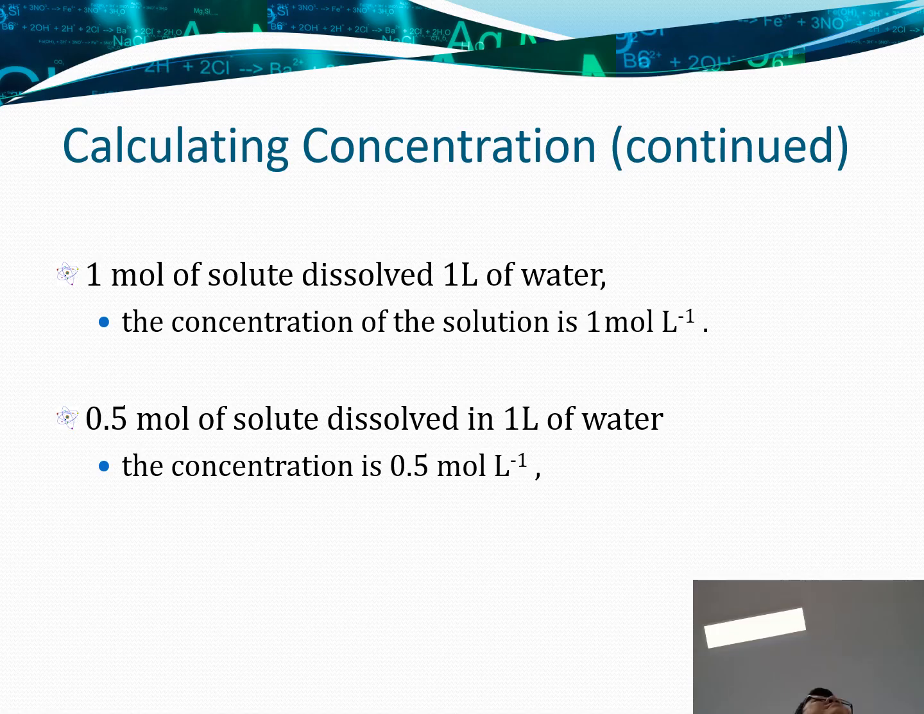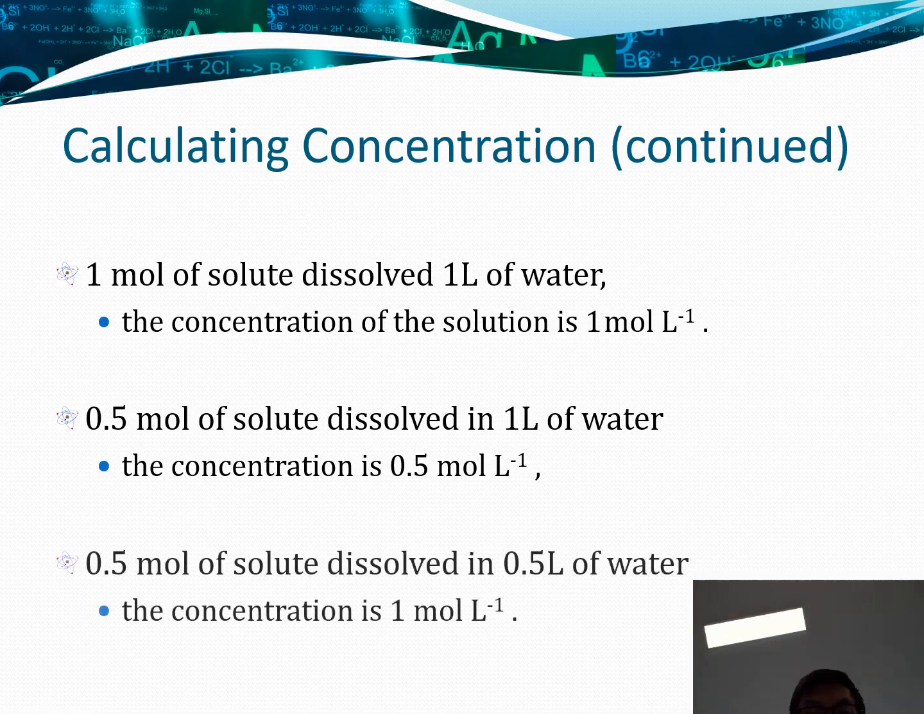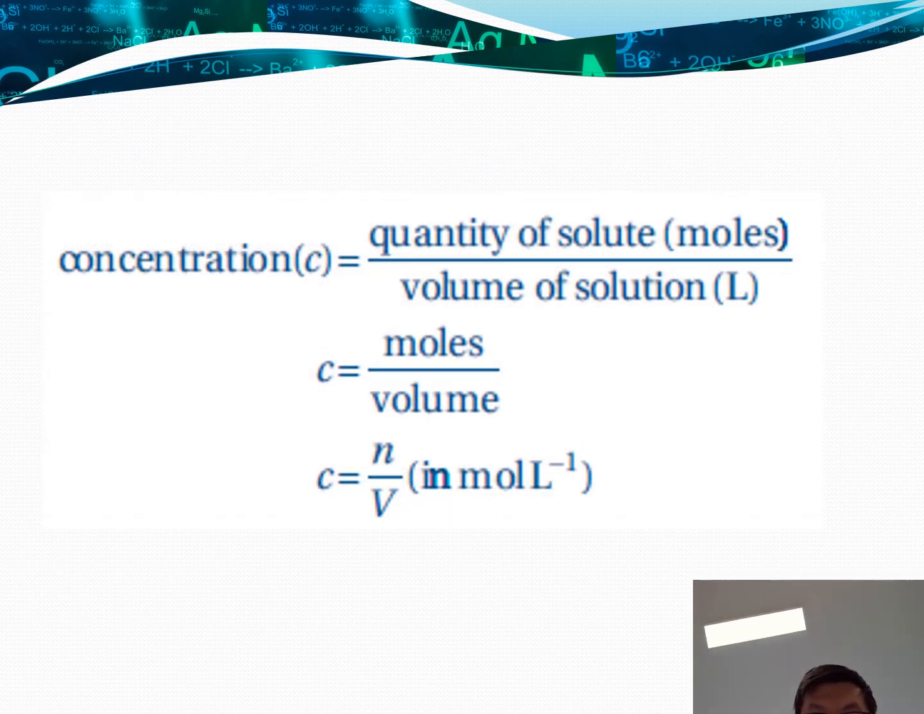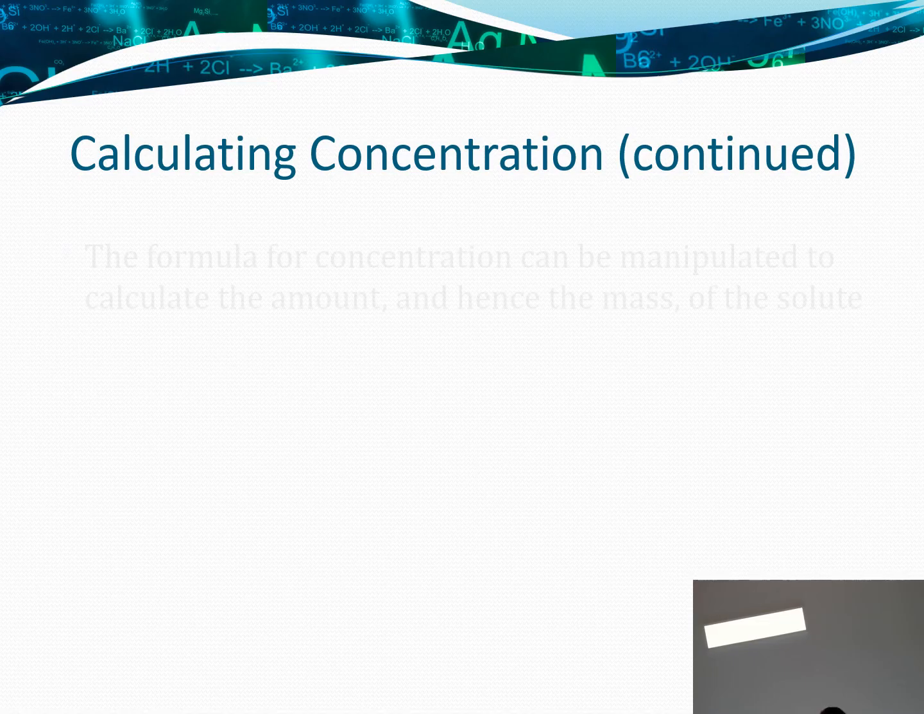I'm hoping that this slide makes sense. Slide number 8. If you've got a concentration of 0.5 moles per liter, that means that you have 0.5 moles in a liter. And that's how you calculate it. Let's move on.